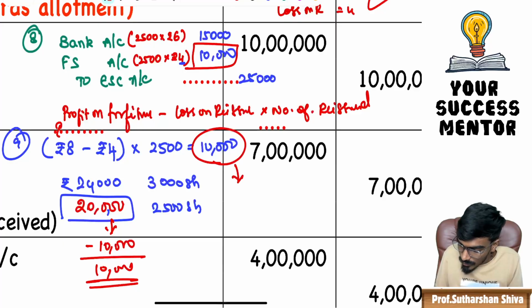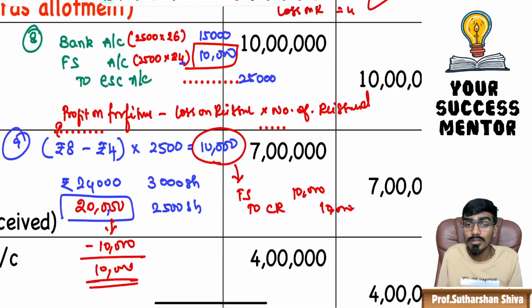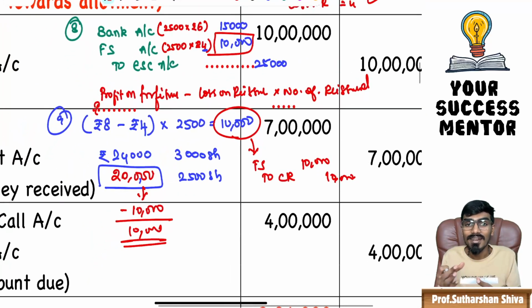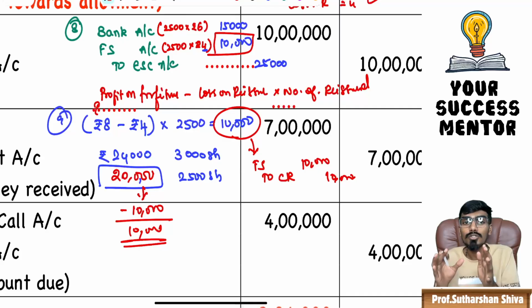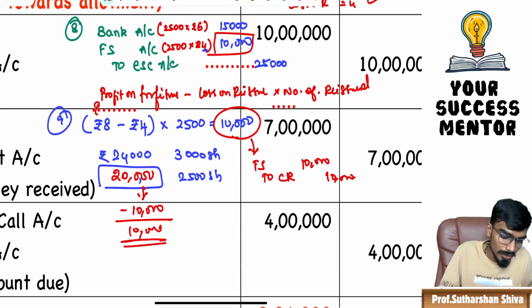For this 10,000, we'll be passing the entry: forfeited shares to capital reserve 10,000. Are you able to understand? Yes. If you do all these 9 transactions, 9 journal entries will carry 10 marks. 1 or 2 journal entries will have 1.5 or 2 marks. So you will be getting 10 to 12 marks for the journal entries, and the remaining 3 marks or 2.5 marks will be allocated for the working notes. Are you able to understand?